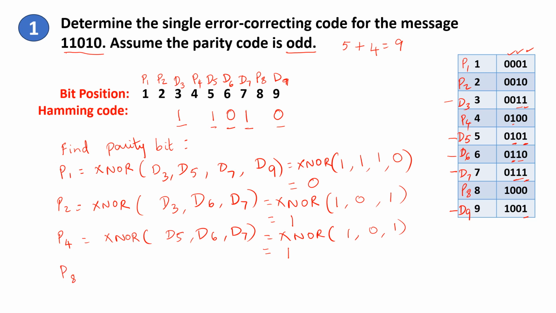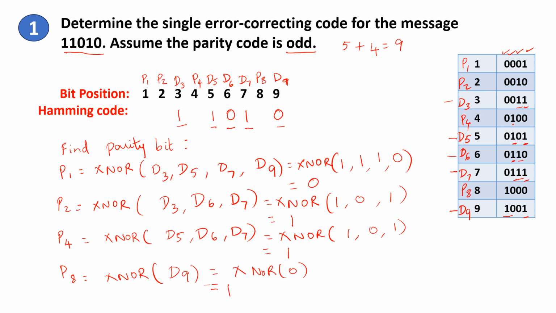Then P8, XNOR of, so for P8 we have to check the fourth position. Among the data bits, only D9 has 1, so only D9. So that is equal to XNOR of D9, which is 0. If it is 0, the output is 1 in XNOR. So that is equal to 1.